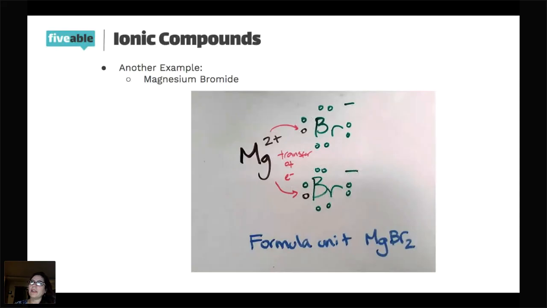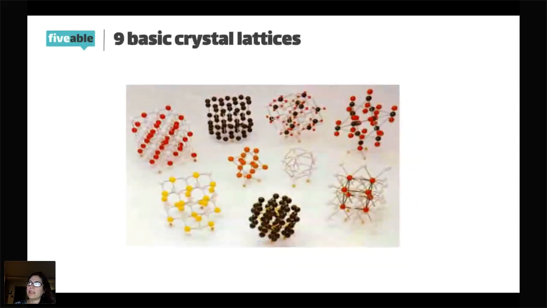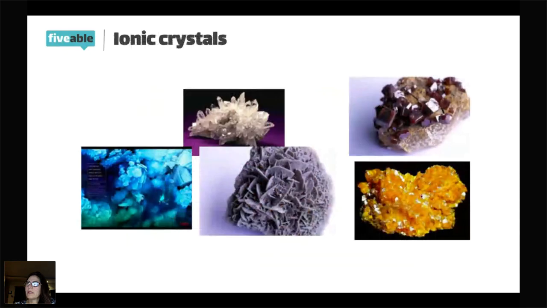So one thing to consider is that they will be very distinct crystal lattices, and this depends on the ratio in which they will combine. For example, salt will have a cubic form, but if the ratio is different, we will have a different crystal lattice. And we can see the beautiful crystals. When we have ionic crystals, they form different crystals depending on the ratio in which the ions combine. Questions so far?